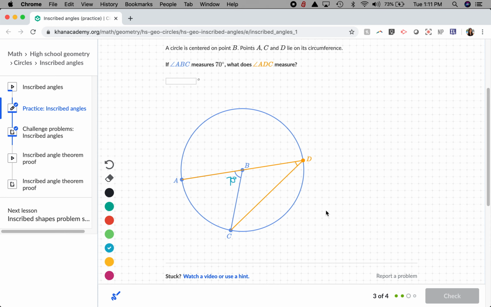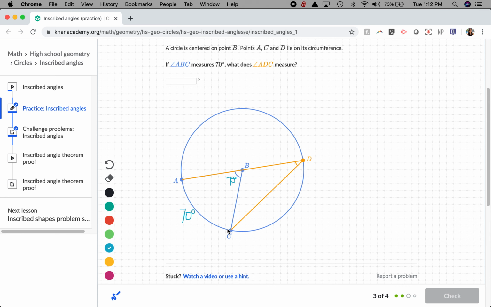So ADC. Now, at first glance, this problem might look a little bit different from what we've been doing, but really look closely. Look at angle ABC, which is given to us as 70 degrees. The first thing I notice here is that this is a central angle. The apex is in the center of the circle. That means that this arc will also be 70 degrees.